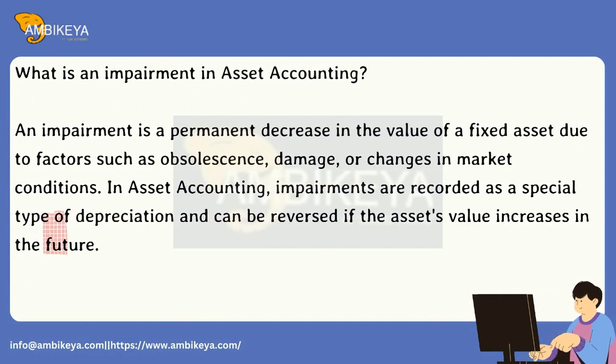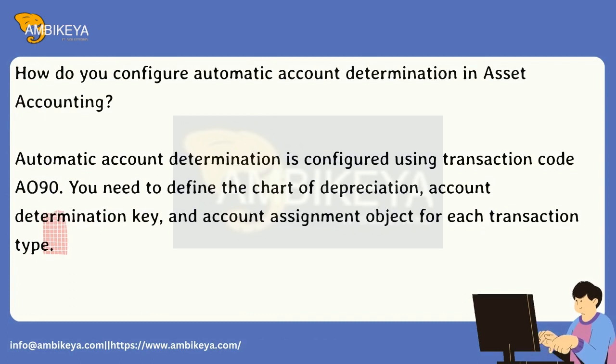What is an impairment in asset accounting? An impairment is a permanent decrease in the value of a fixed asset due to factors such as obsolescence, damage, or changes in market conditions. In asset accounting, impairments are recorded as a special type of depreciation and can be reversed if the asset's value increases in the future.